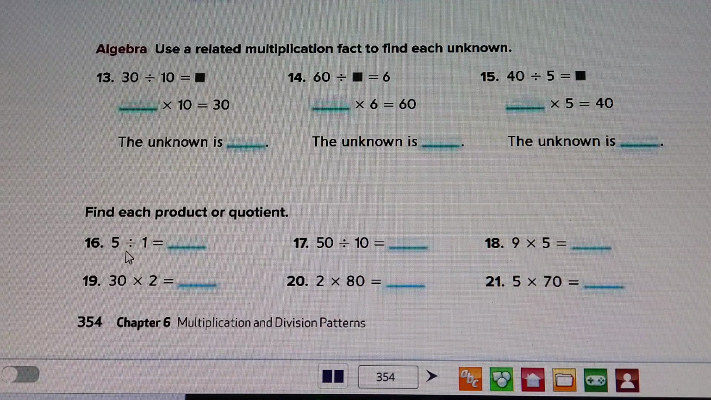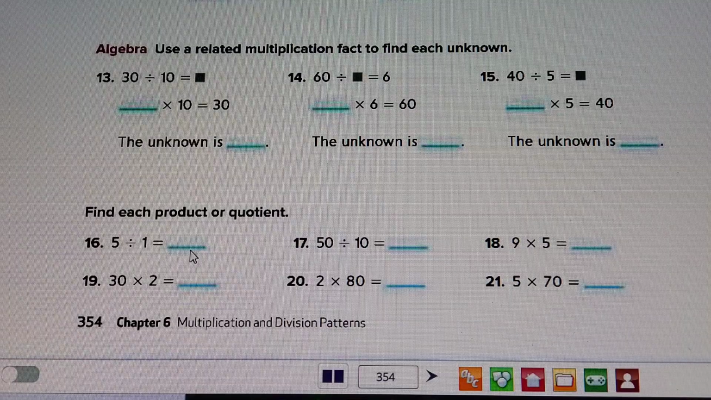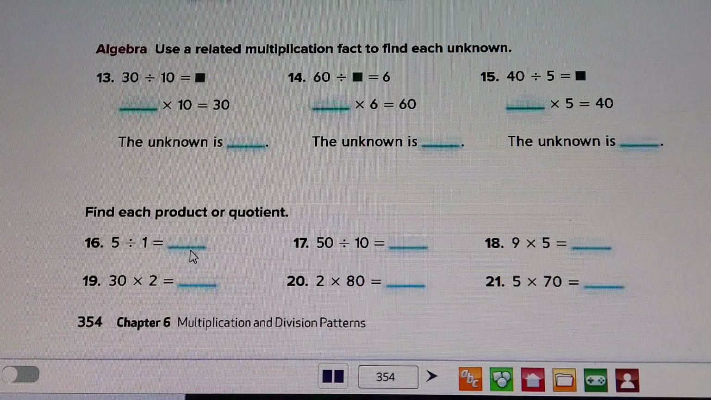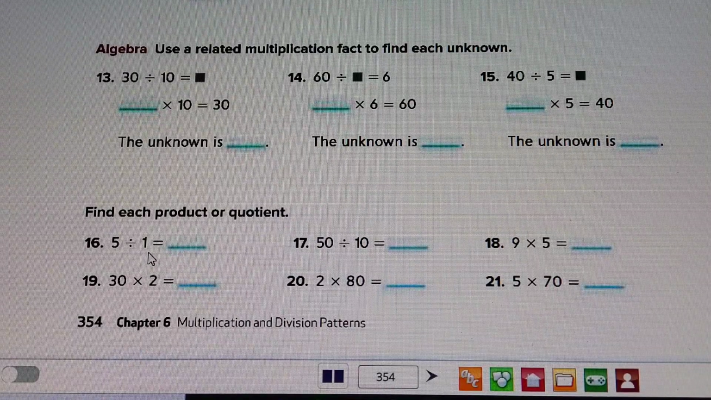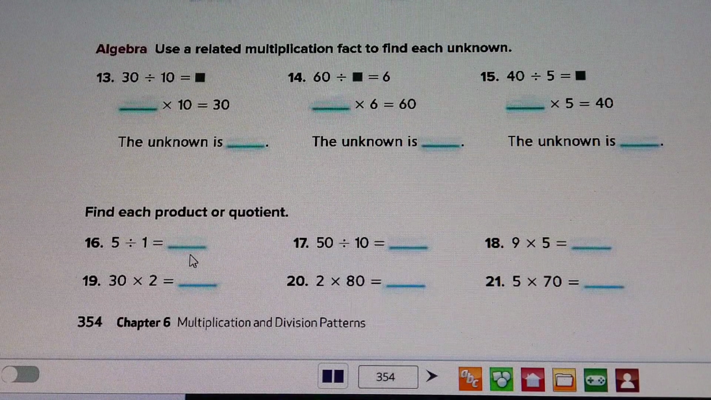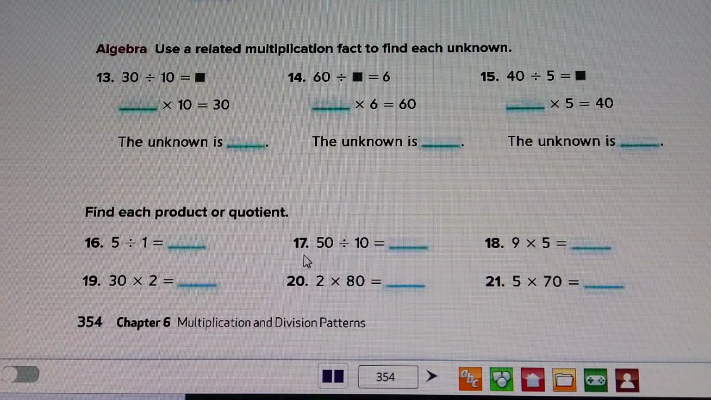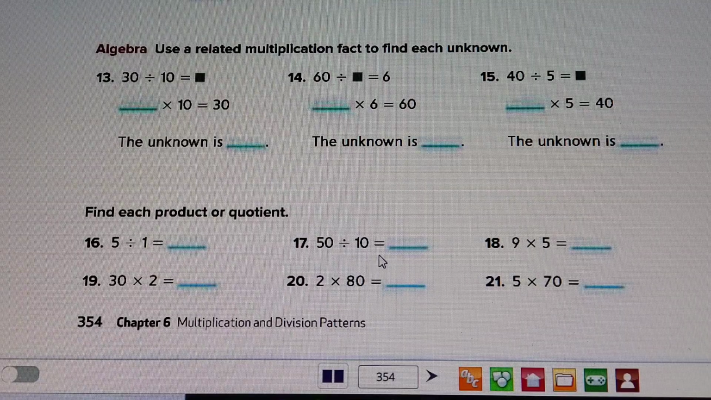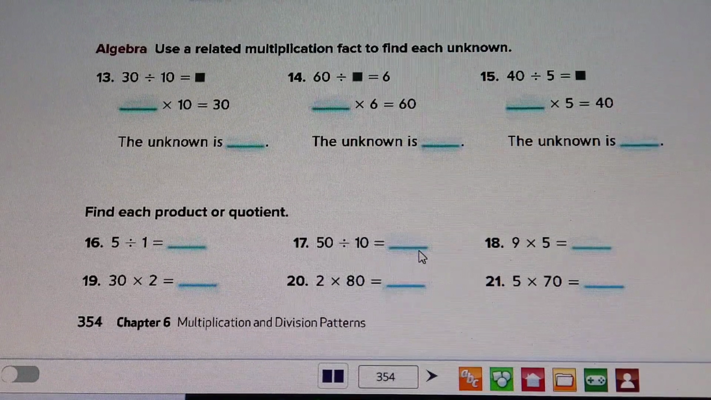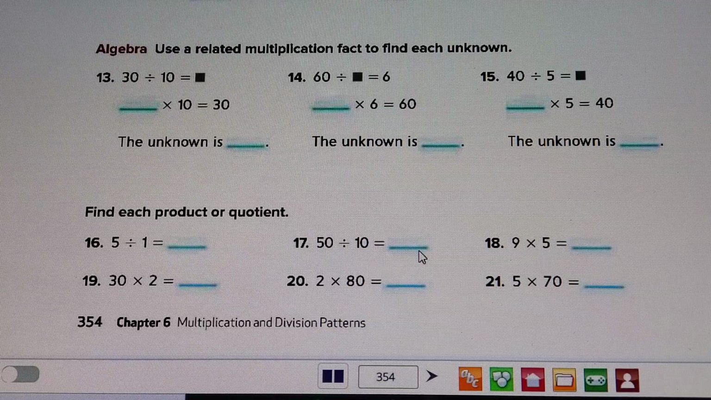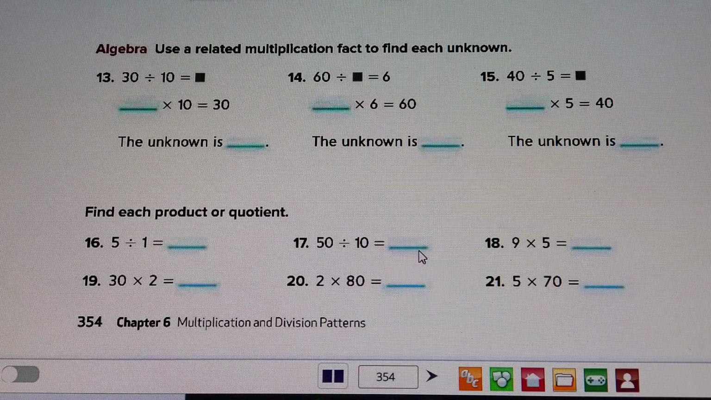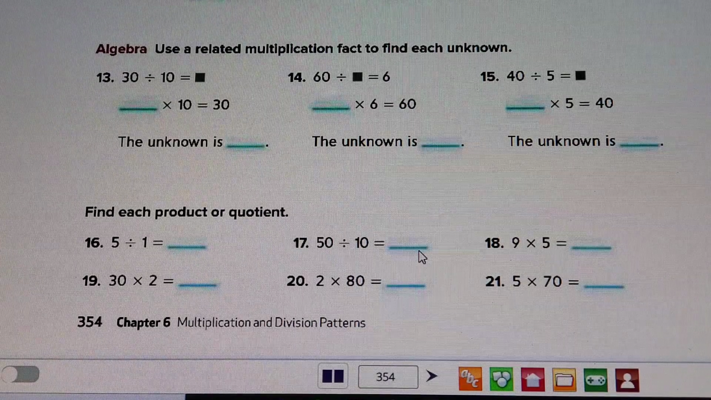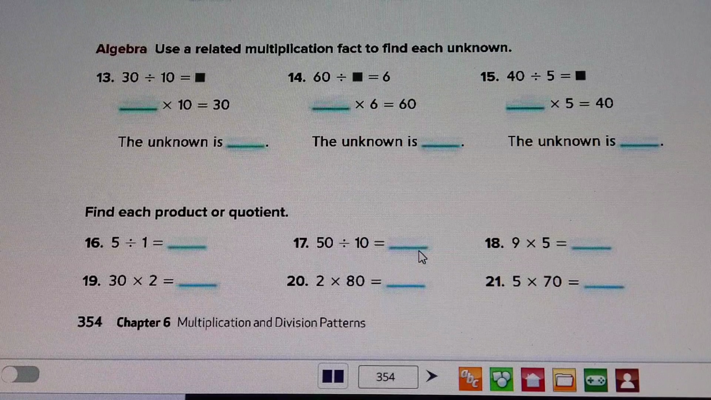16. 5 divided by 1 equals unknown. You can also take 5 objects. They're in one group. How many do you have? Number 17. 50 divided by 10 equals unknown. Go on your multiplication chart on the 10 line and go across until you find 50 and go straight up, and the number you come to will be the number that matches here.